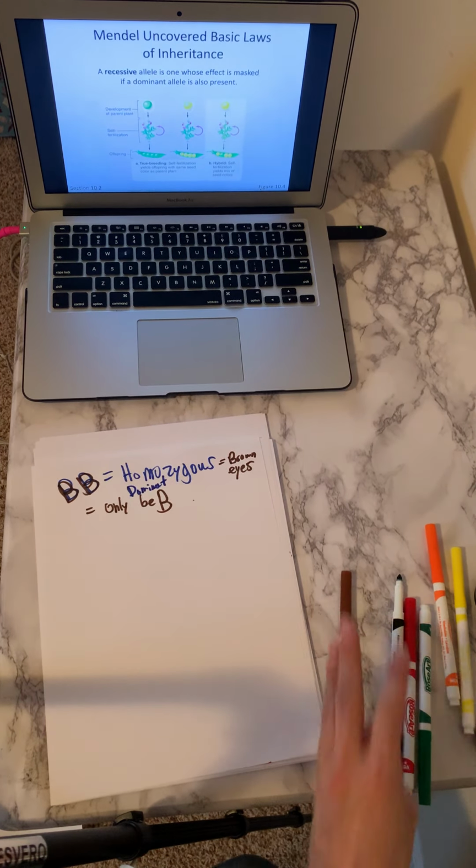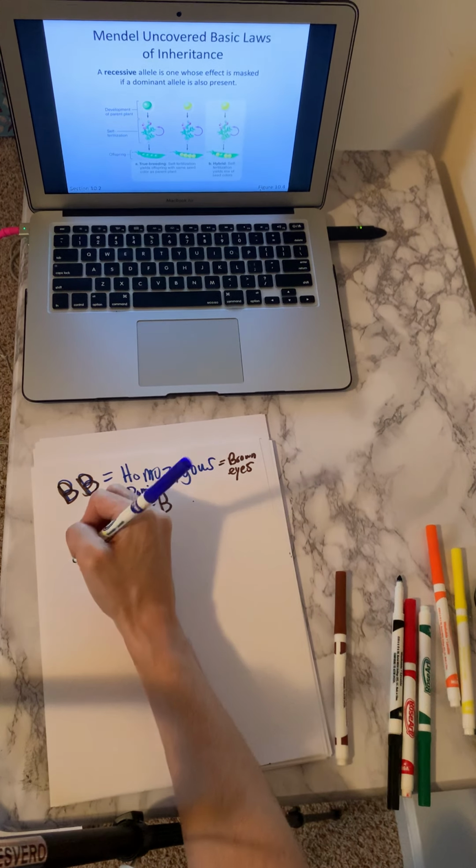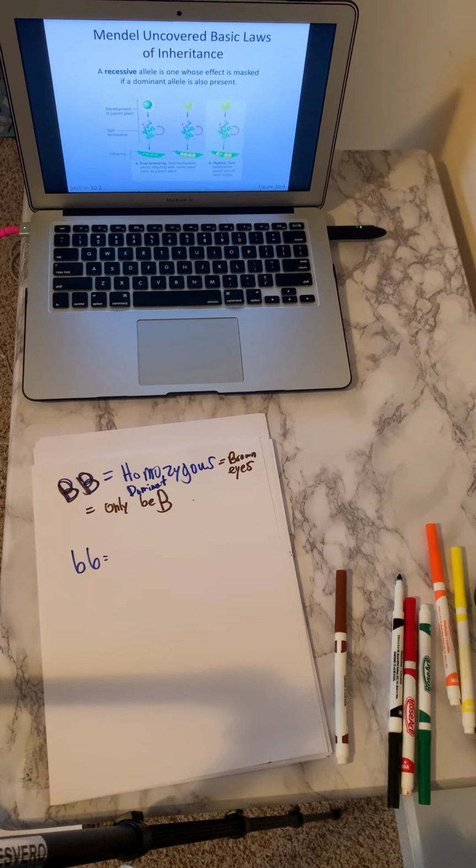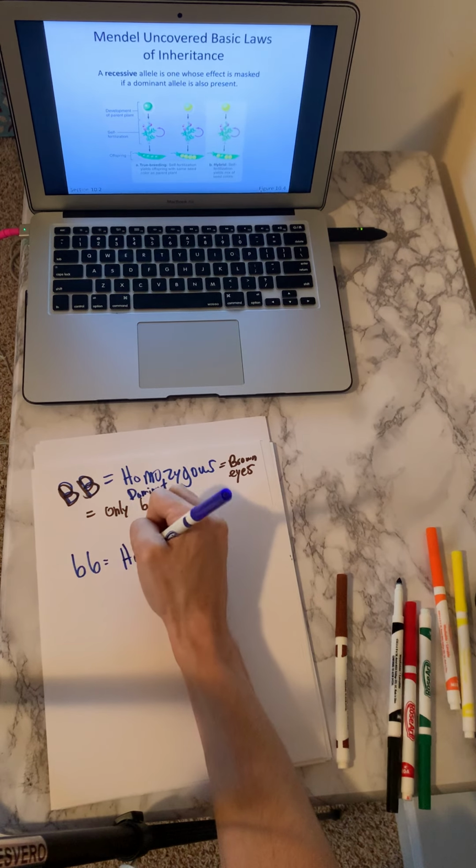Now let's talk about the other side of this. Let's talk about how we have blue eyes. Well, if you have blue eyes, you're going to have 2 recessive copies, and we talked about that earlier. In this case, it's also homozygous.